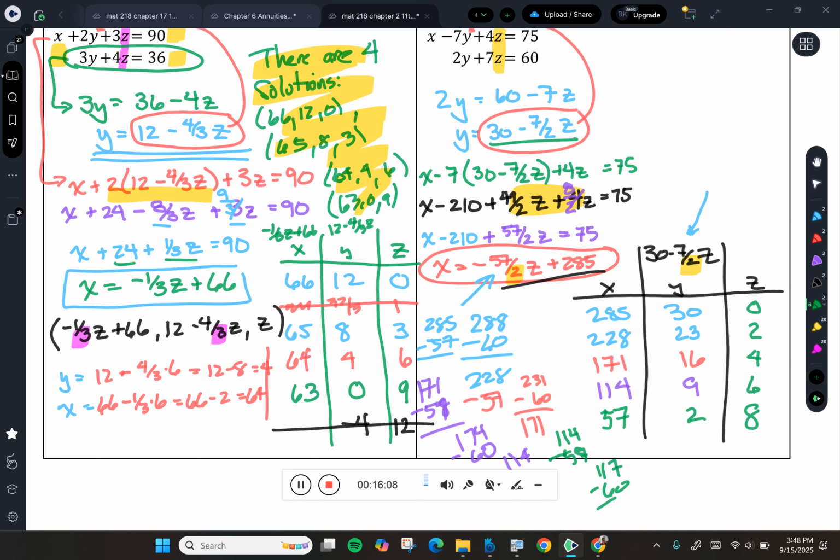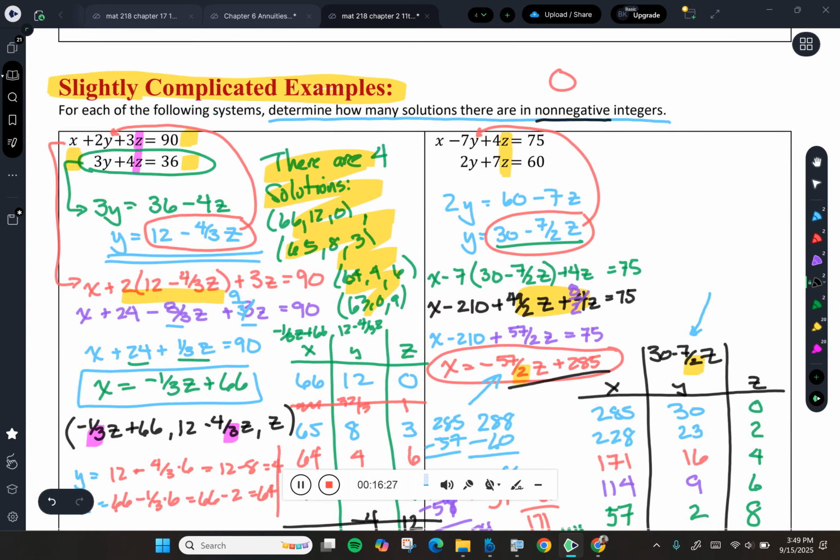Now, can I go bigger? Well, no, because if I go bigger on z, then y is going to go negative. If I try to take this up to 10, then this is going to go negative because we're subtracting 7, so that won't be an answer. So it looks like this guy's got 5 solutions.